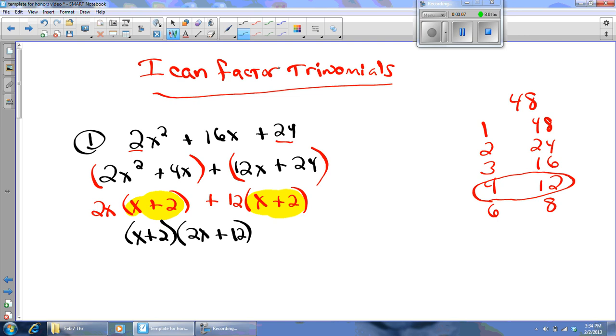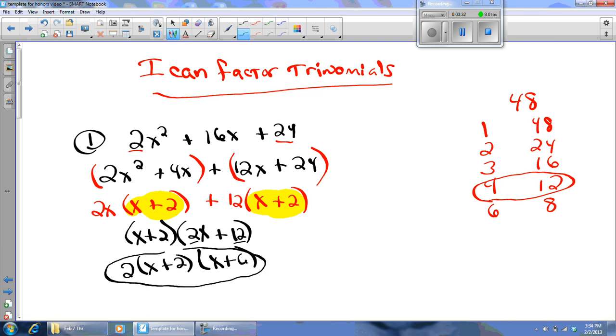And really, I could have pulled out that initial GCF to begin with, but it's okay to pull it out now. The GCF of 2x and 12 is 2. So I'm going to factor out a 2. I'll stick it out front. I have 2 times the quantity of x plus 2 times the quantity of x plus 6. Where did the x plus 6 come from? Because I factored out a 2 from that second quantity. And there, that trinomial is completely factored.